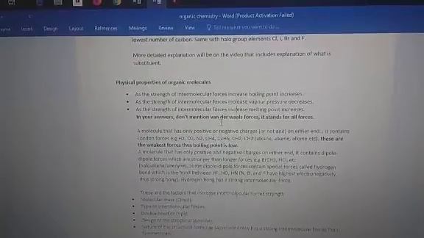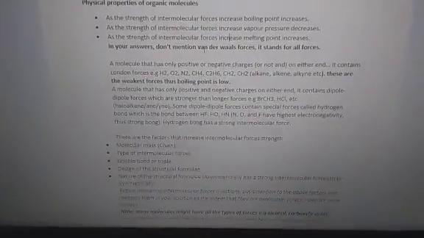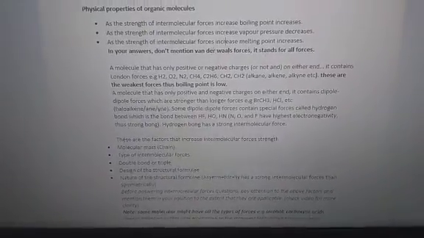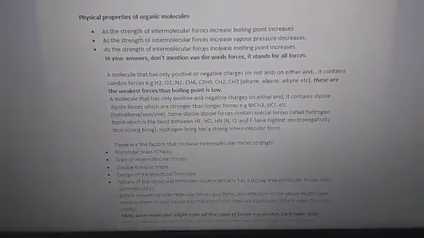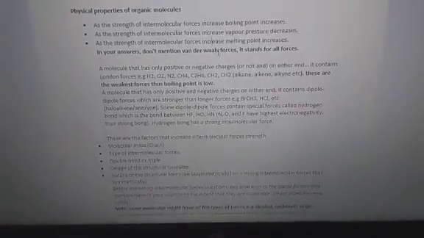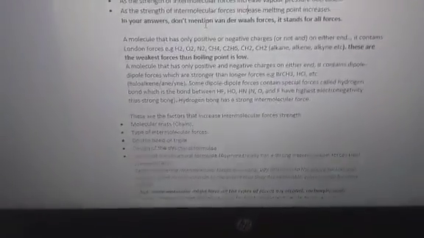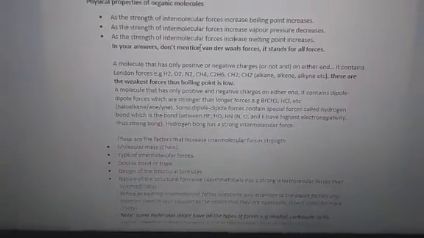Here, in your exam, don't mention Van der Waals forces, because they stand for all forces. They are not a distinguishing factor. That is in terms of the new CAPS syllabus.